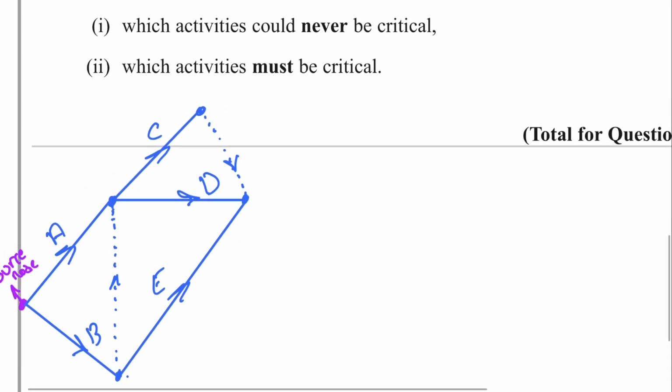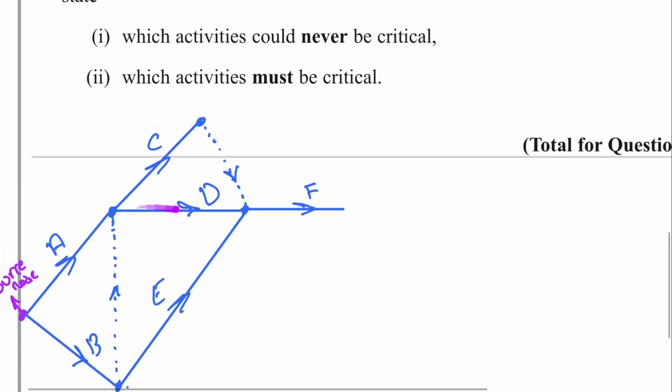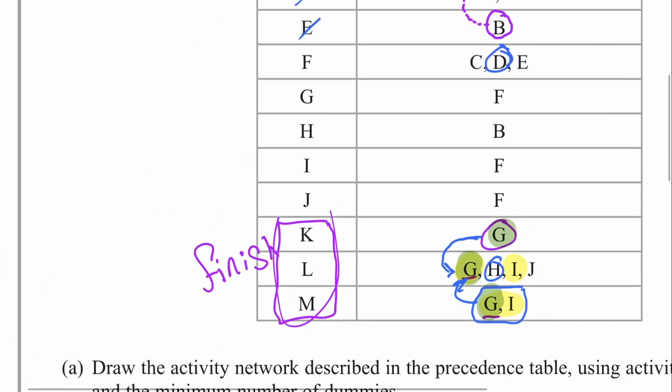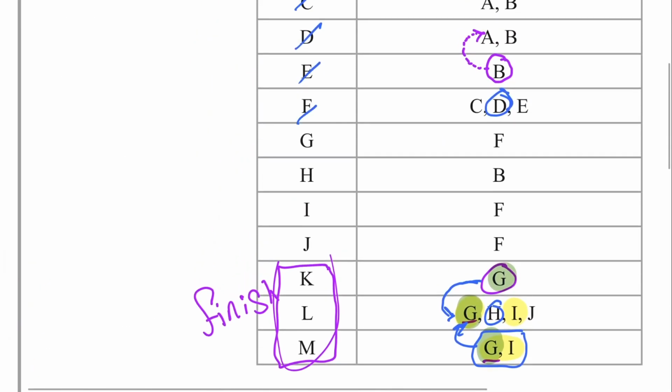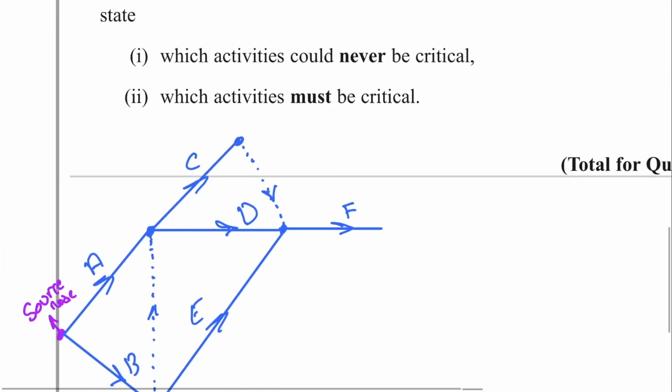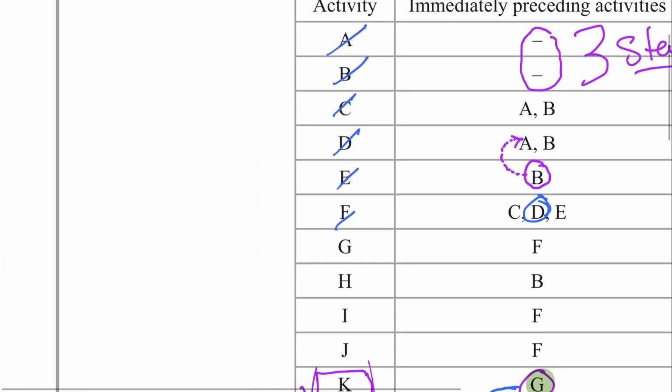So now that we have C, D, and E all together, we can draw F coming out of D. So now we have C, D, and E making up F, and we're done with activity F. We can look at activity G. Activity G is coming straight out of activity F. So let me draw that. This one is going to be activity G. So we're done with G.